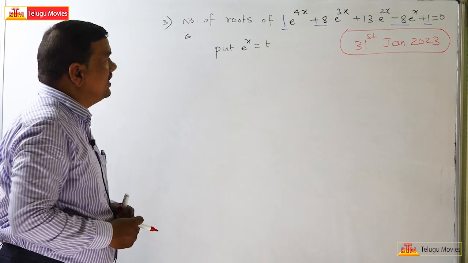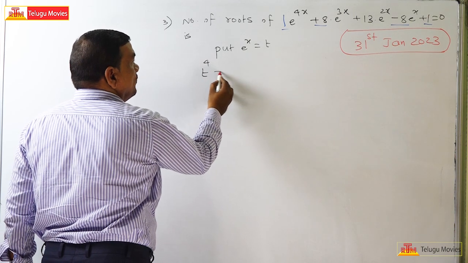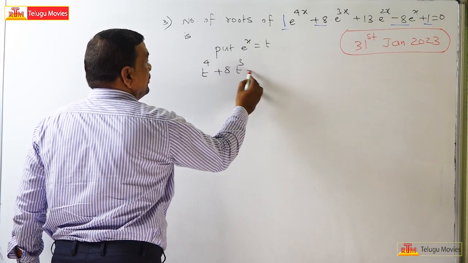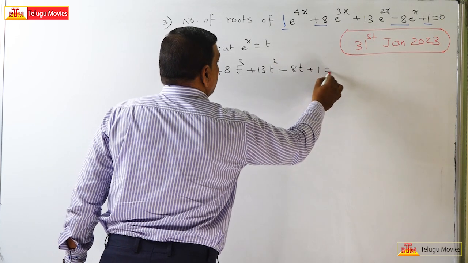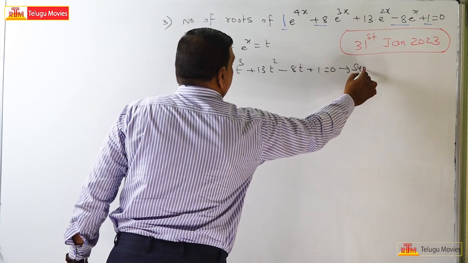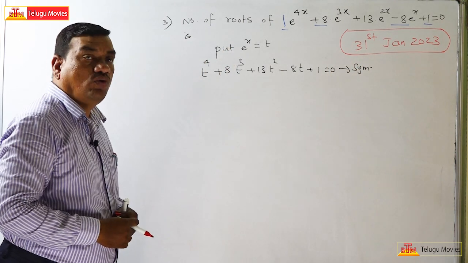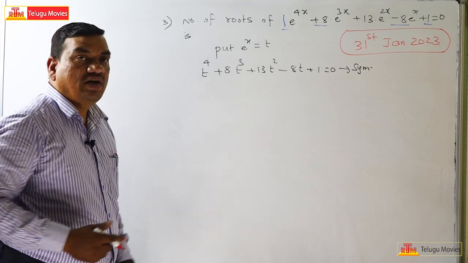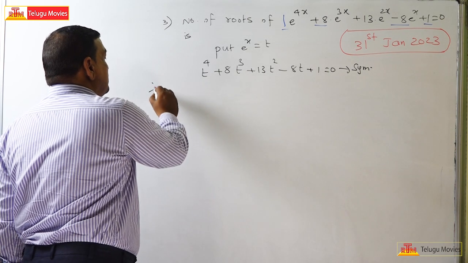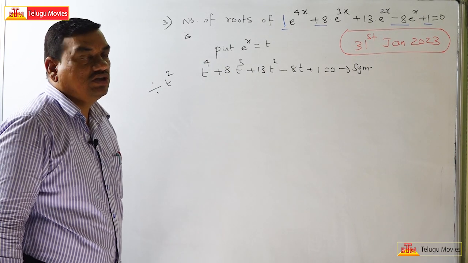Now the given equation will become t power 4 plus 8 into t cube plus 13 into t square minus 8t plus 1. So this is definitely a symmetric equation of the second type. For this type of problem, there is a fixed procedure. So what is the fixed procedure? Divide this equation by t square on both sides.